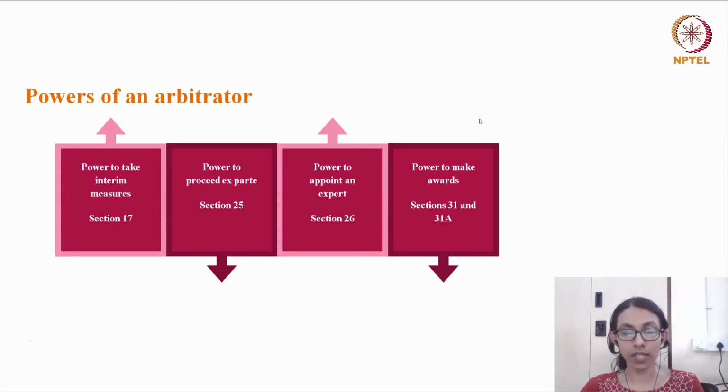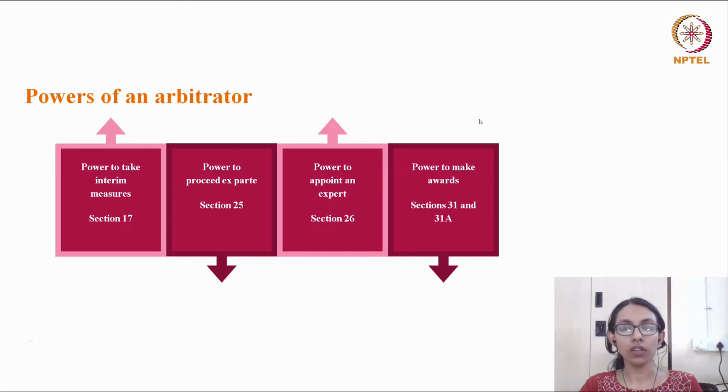Then the arbitral tribunal can order for the preservation or sale of the goods or property that are the subject matter of the dispute. It can make orders that are necessary for securing the amount that is in dispute. It can make similar orders for the appointment of a receiver. These interim orders pronounced by an arbitral tribunal are enforceable just like the interim orders passed by ordinary courts. So it can be enforced under the Code of Civil Procedure.